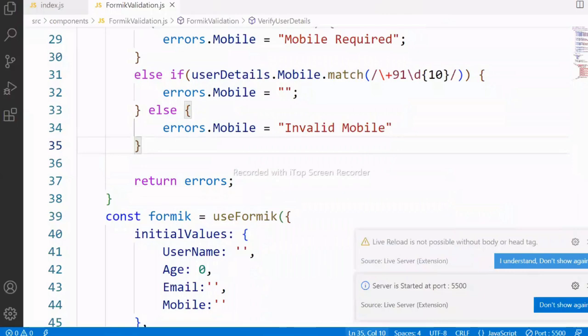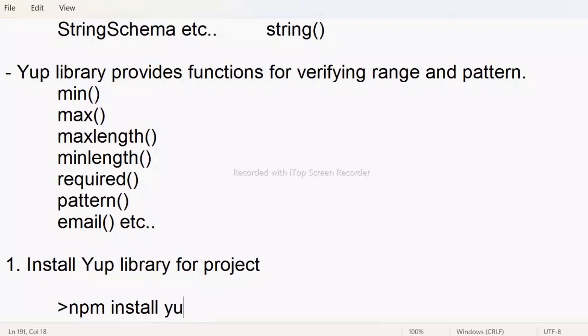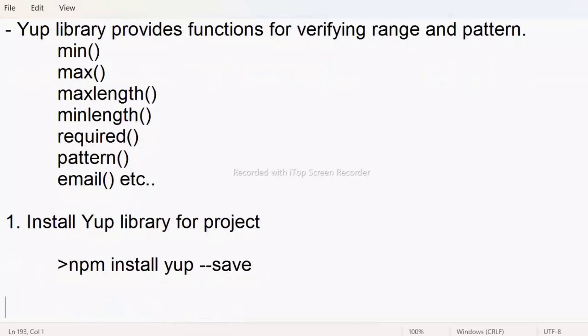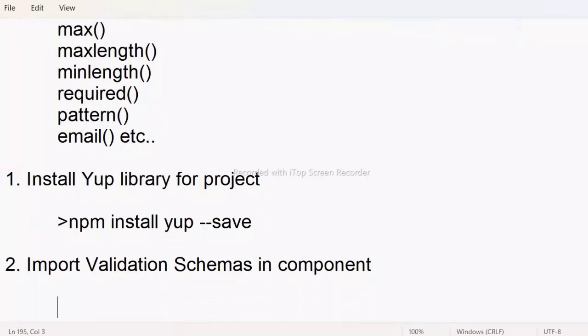So the first point: you have to install the Yup library for your project through your package manager, npm install yup and save. After installing the Yup library, you have to import all the validation schemas. That means you have to import the validation schemas in the component in which you want to use them.